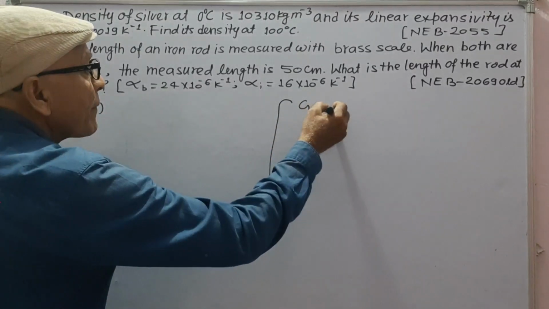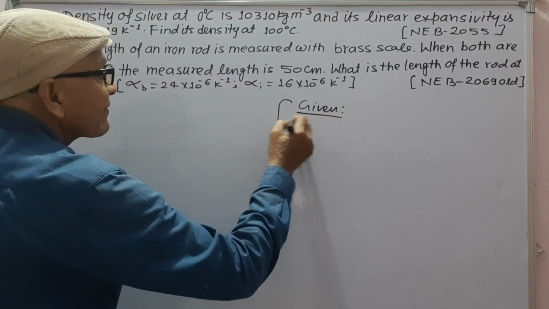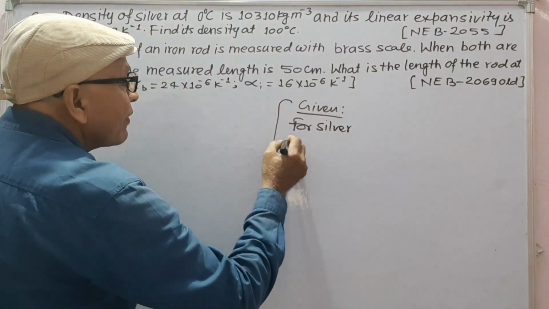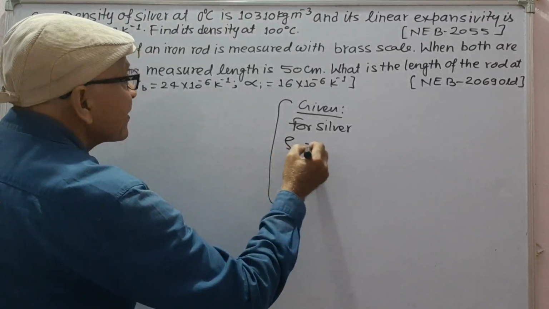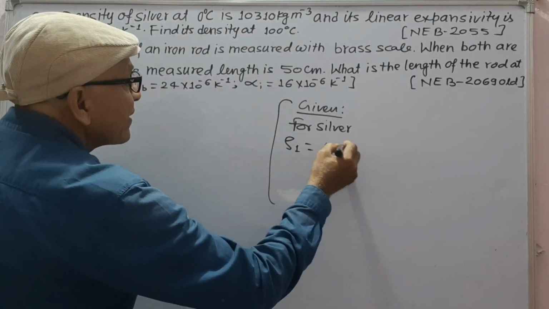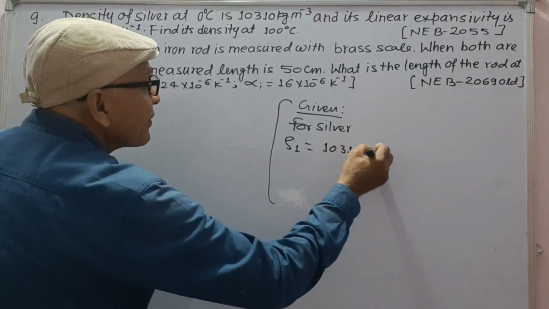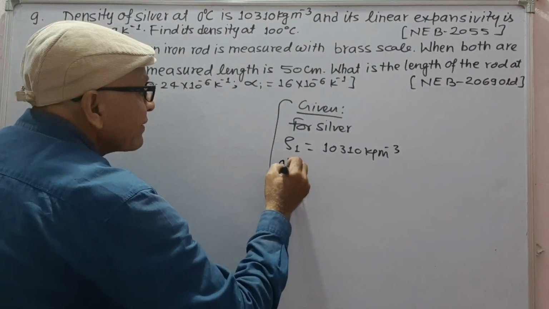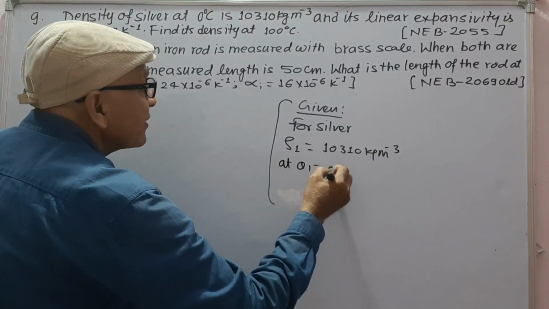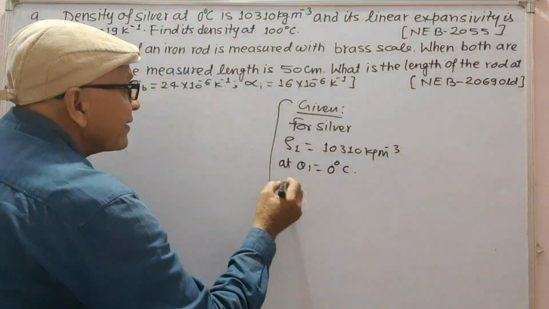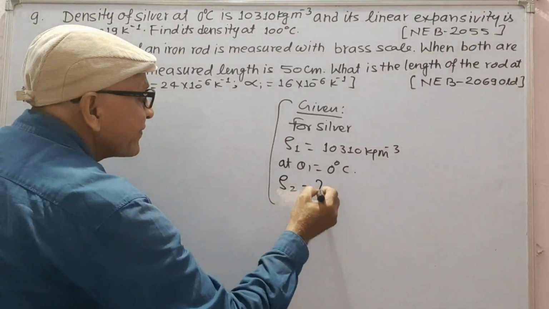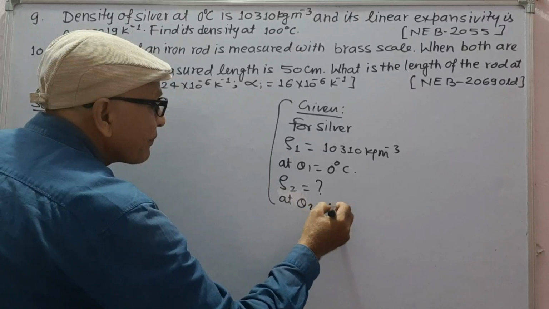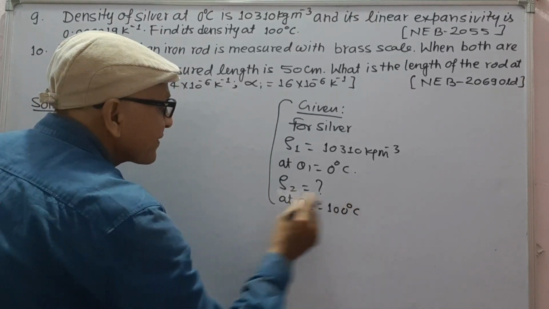Given, for silver metal, rho 1 is equal to 10,310 kg per meter cube at theta 1 is equal to 0 degree Celsius. Then rho 2 will be how much at theta 2 is equal to 100 degree Celsius?